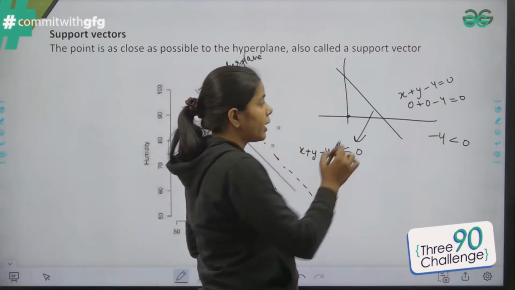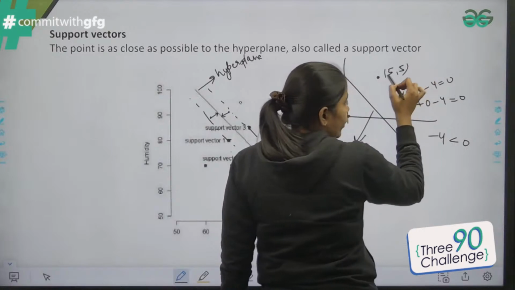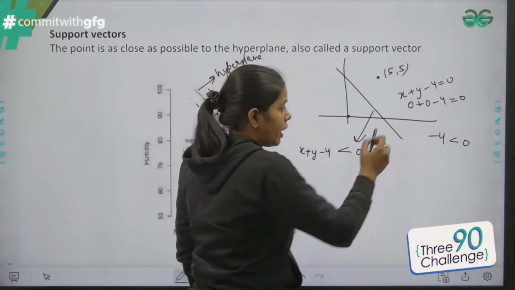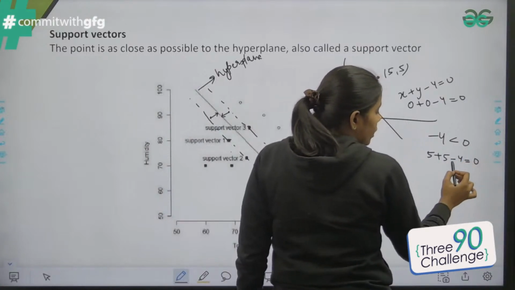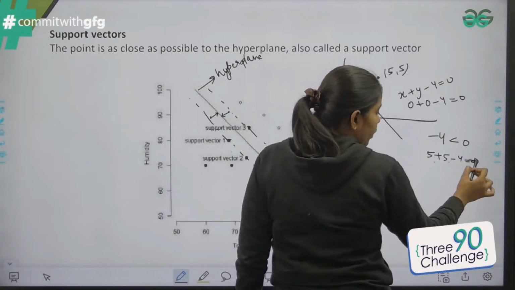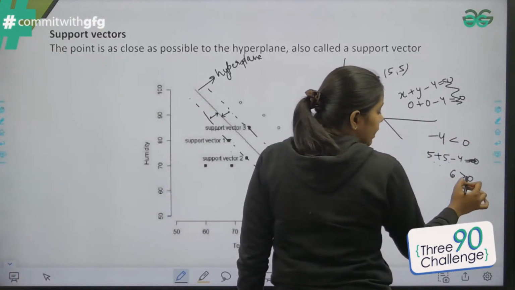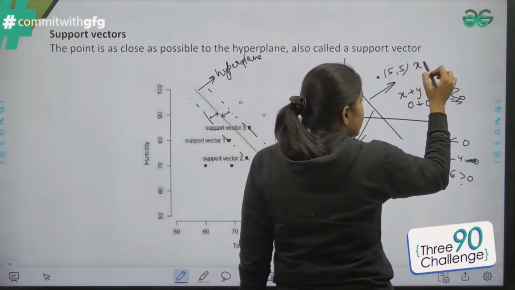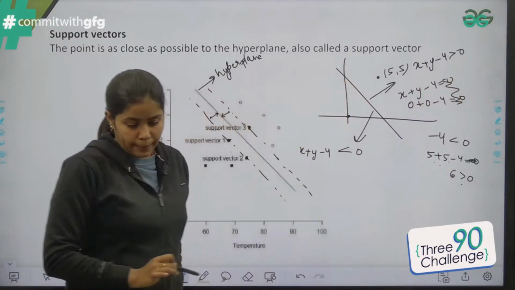And if I go to the right, let's take any point here, 5 comma 5, which would be above this line. If I put 5 plus 5 minus 4, that is 10 minus 4, which is 6, and that is greater than 0. So that means if I take points above the line, I get x plus y minus 4 greater than 0.